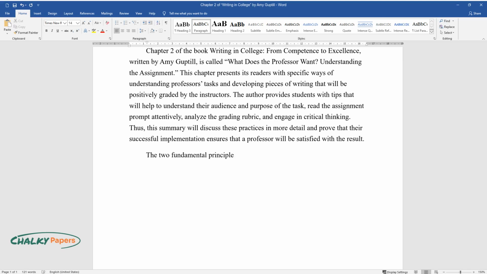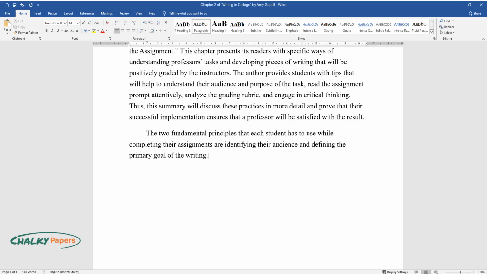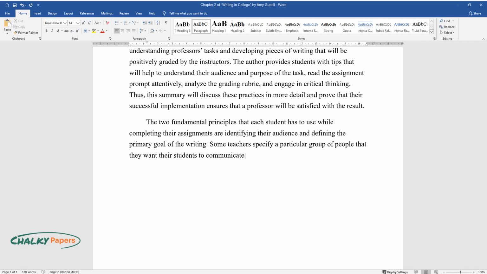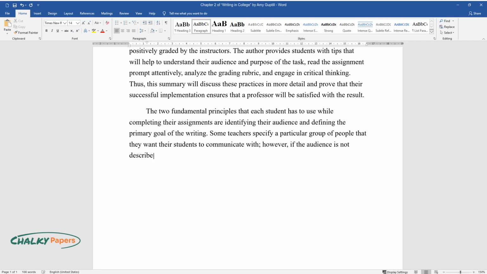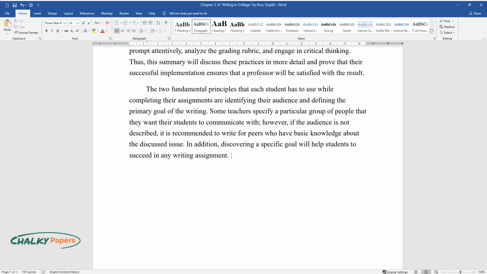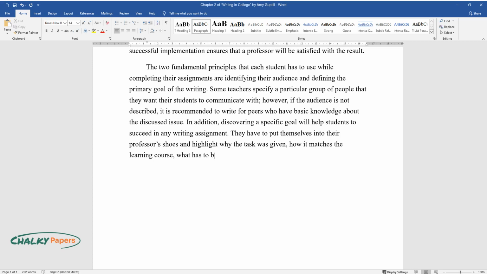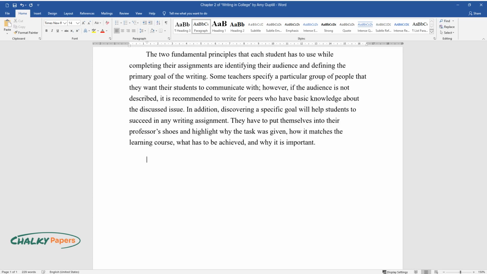The two fundamental principles that each student has to use while completing their assignments are identifying their audience and defining the primary goal of the writing. Some teachers specify a particular group of people that they want their students to communicate with. However, if the audience is not described, it is recommended to write for peers who have basic knowledge about the discussed issue. In addition, discovering a specific goal will help students to succeed in any writing assignment. They have to put themselves into their professor's shoes and highlight why the task was given, how it matches the learning course, what has to be achieved, and why it is important.